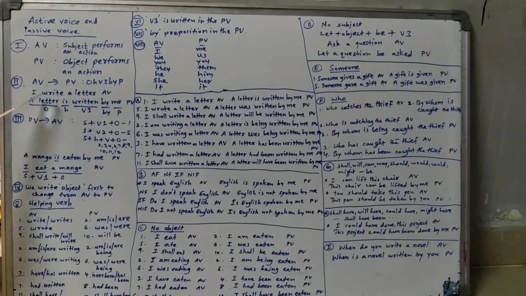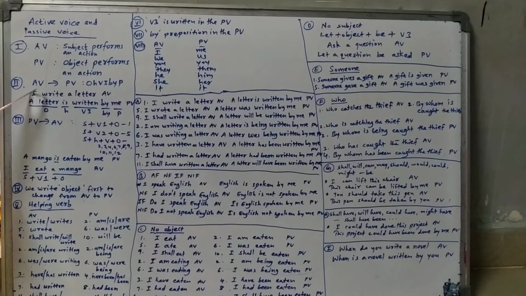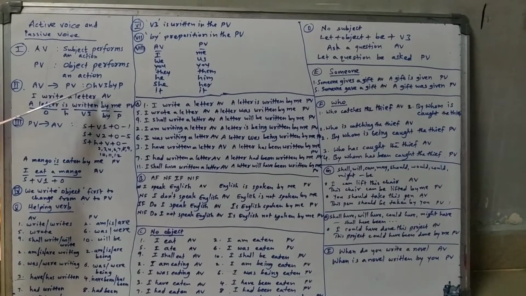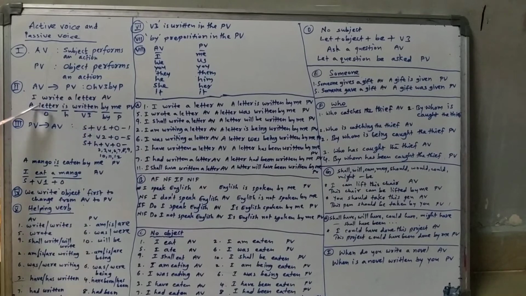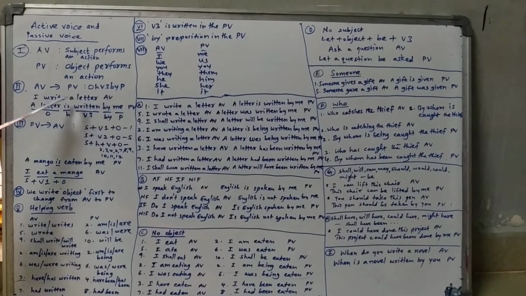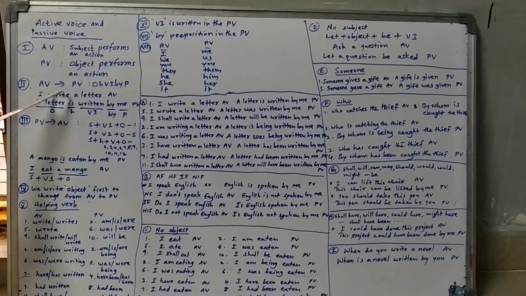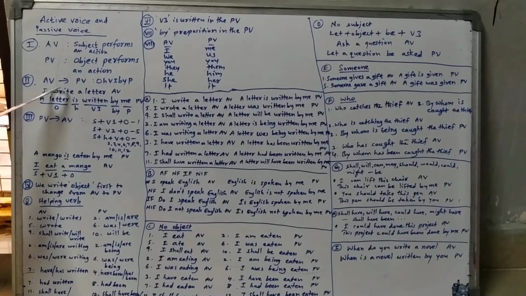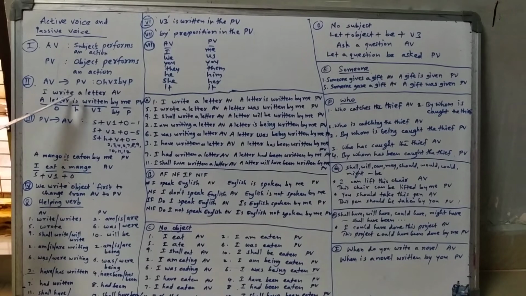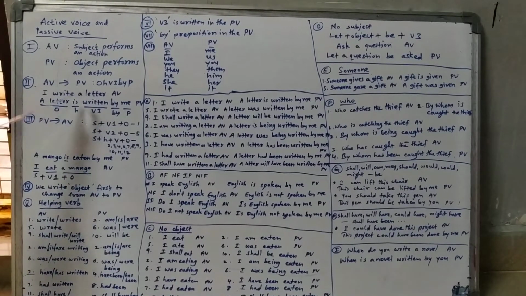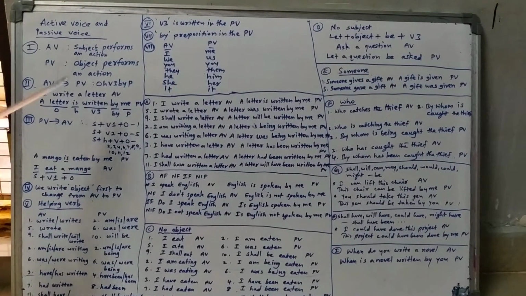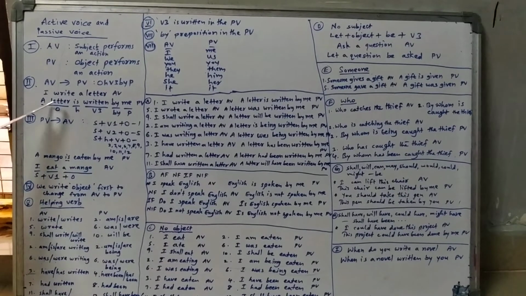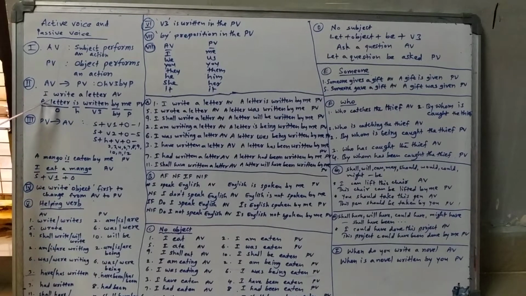For example, I write a letter. I is the subject, write is the verb, a letter is the object. First we write the object, a letter, next the helping verb. I write a letter is a simple present tense sentence. When we change a simple present tense sentence into passive voice, we write am, is, are. We have to choose any one of these three helping verbs according to the object.